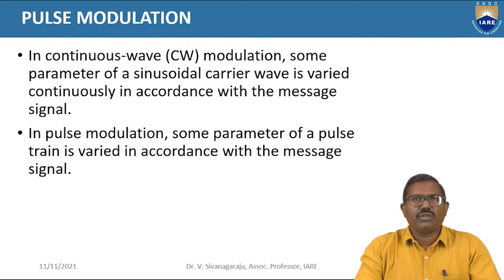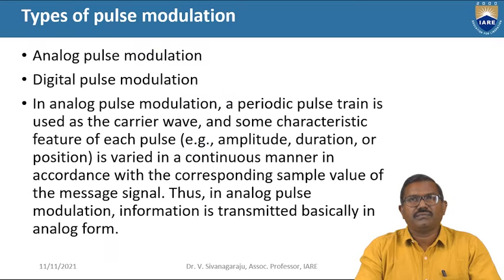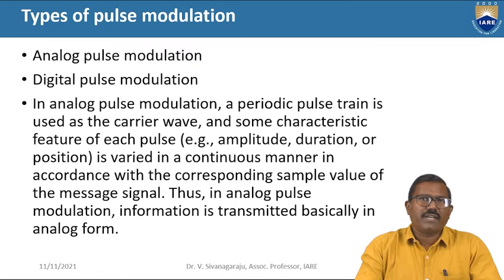In continuous wave modulation, the carrier is a continuously varying signal, whereas in pulse modulation, the carrier is a pulse train. So that is the difference between continuous and pulse. And now the types of pulse modulation. There are two varieties: one is analog pulse modulation and another one is digital pulse modulation.